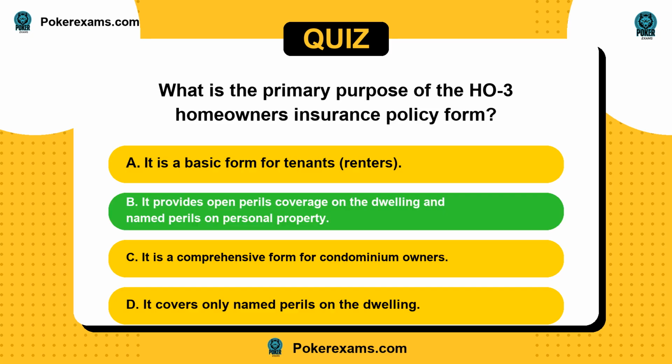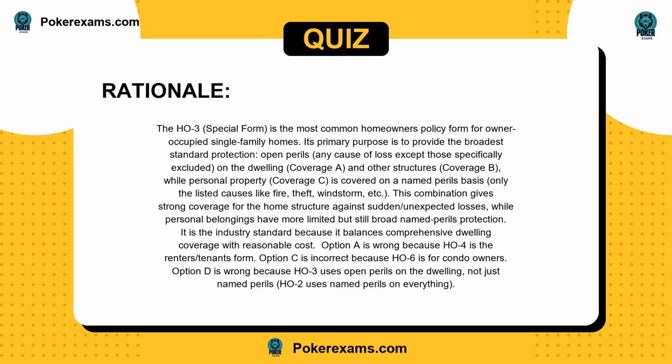The answer is B. The HO3 special form is the most common homeowners policy form for owner-occupied single-family homes. Its primary purpose is to provide the broadest standard protection, open perils, any cause of loss except those specifically excluded, on the dwelling, coverage A, and other structures, coverage B, while personal property, coverage C, is covered on a named perils basis, only the listed causes like fire, theft, windstorm, etc.